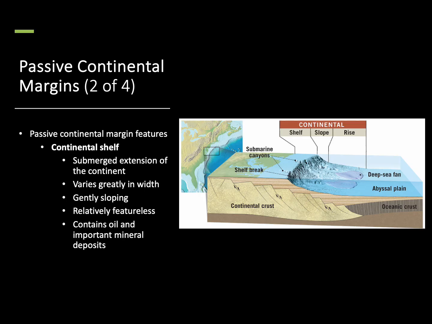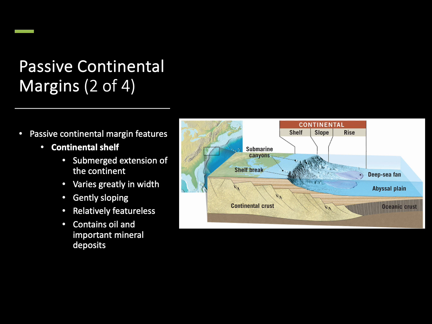We're going to look at each individual feature of our passive continental margin, starting off by the actual continent and then working our way out farther and farther off the coast into deeper ocean waters. But starting with our continental shelf. Again, this is just a submerged area of our continent. It's under seawater, but because it's that thick continental rock, it is still a continent. And the width of this continental shelf is going to vary depending on where we are.